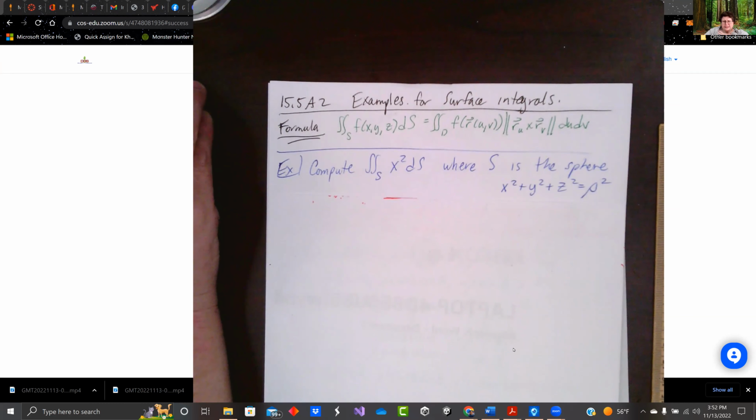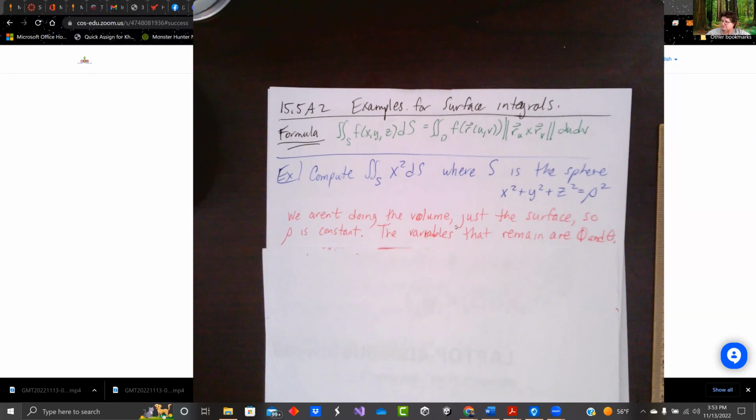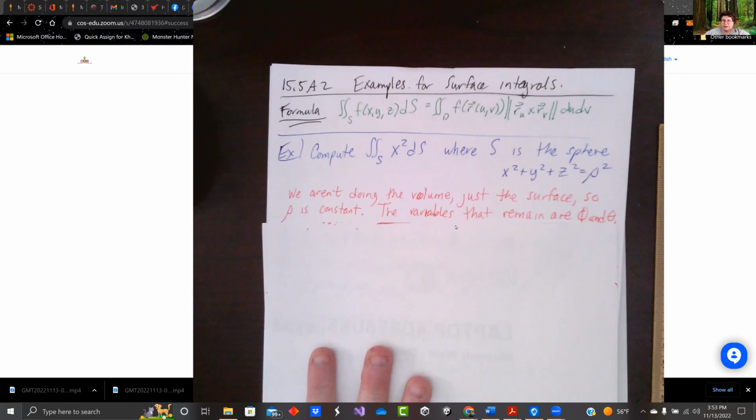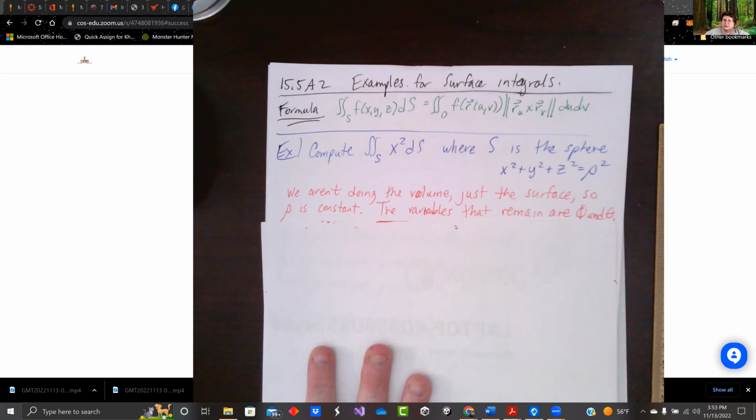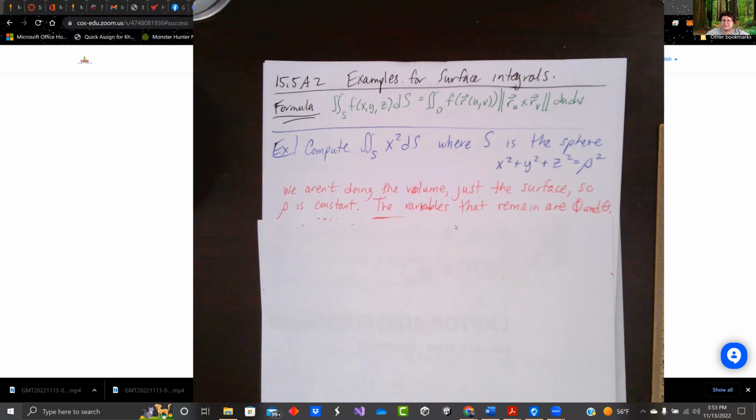So our first surface is going to be the sphere, x squared plus y squared plus z squared equals rho squared. And we're going to compute our surface integral for x squared dS. On that surface, we're not doing the volume, we're doing the surface. Rho is constant, so we don't need to worry about rho. It's a fixed value. So the variables that actually remain for the sphere are phi and theta.